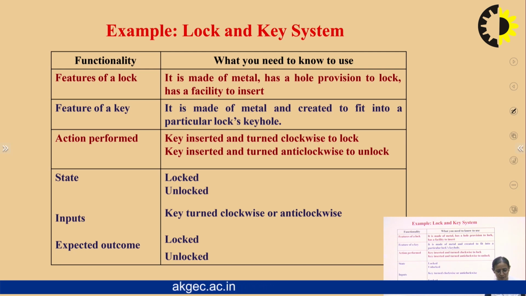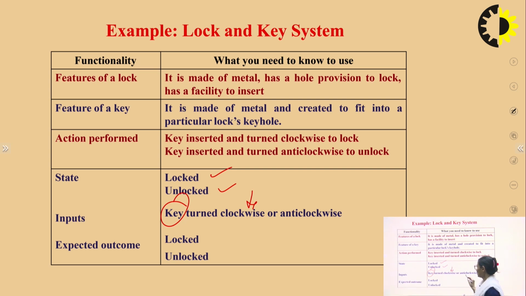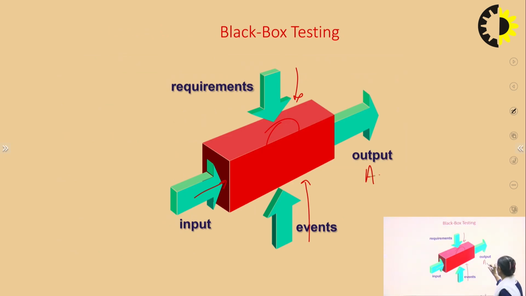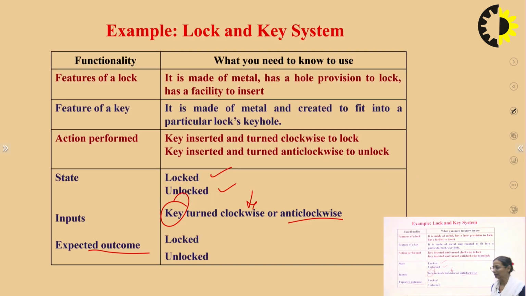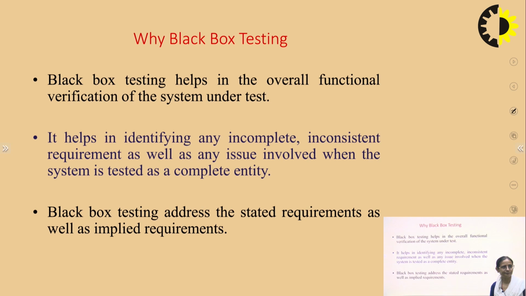So we have two states in this case: one is locked and another one is unlocked. And the input is the key turned. We are turning the key and there are only two directions available, one is clockwise and another one is anti-clockwise. And what is the expected outcome? What comes here is the actual outcome, but in your specification, you always have an expected outcome. So it is whether locked or unlocked.